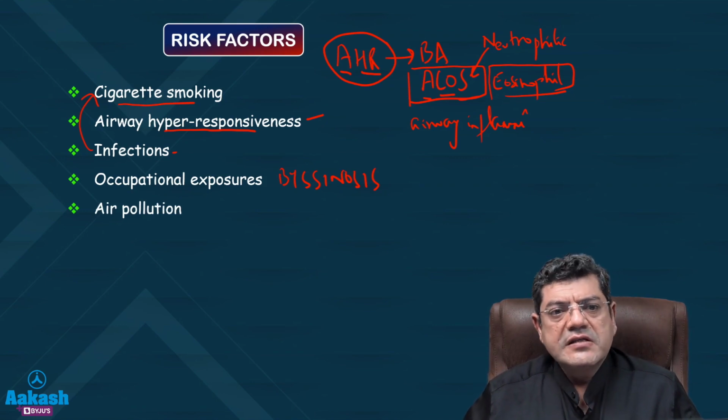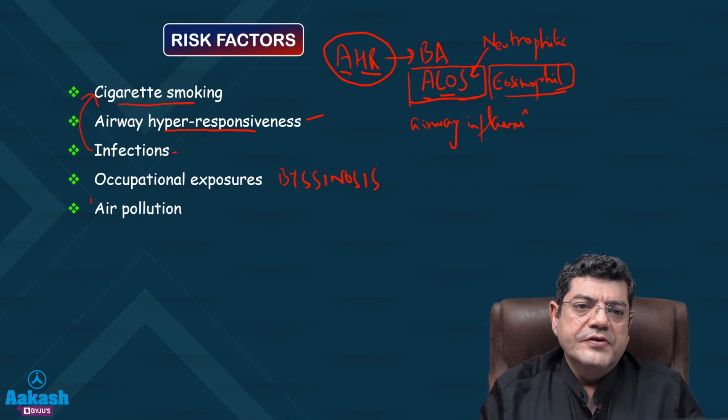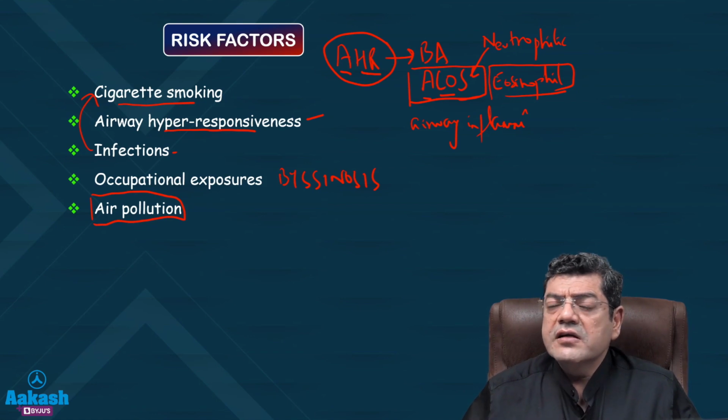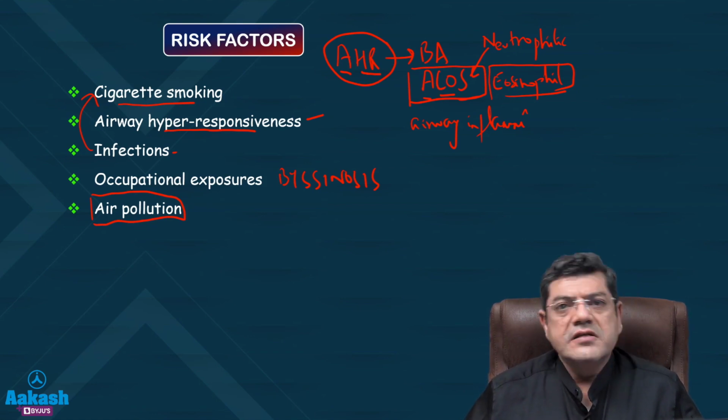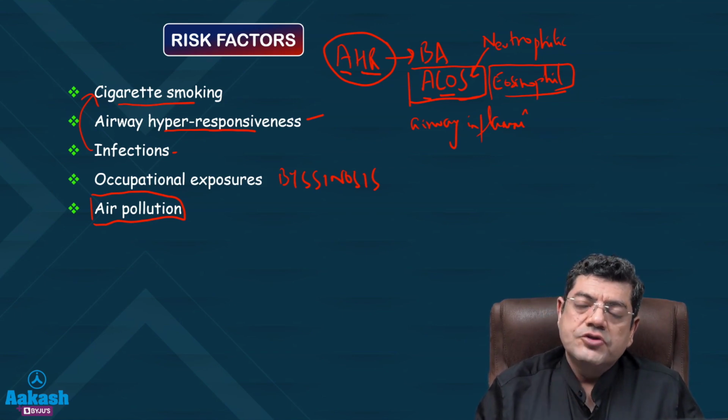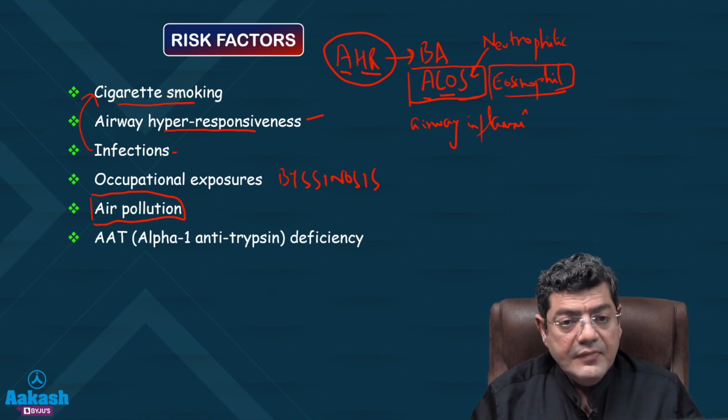Air pollution we discussed. Again, air pollution of itself will not give rise to chronic hypoxemic or chronic hypercapnic respiratory failure. It is very unlikely that it will be a progressive disease, but it will worsen the tissue effects of cigarette smoke.